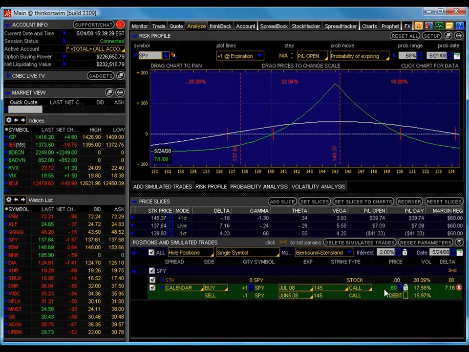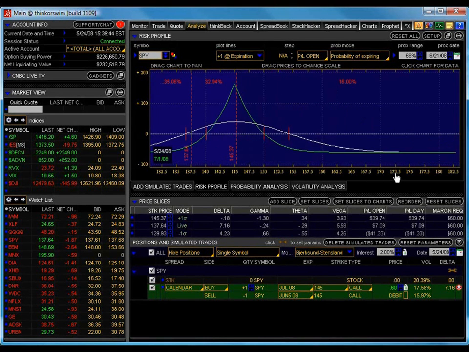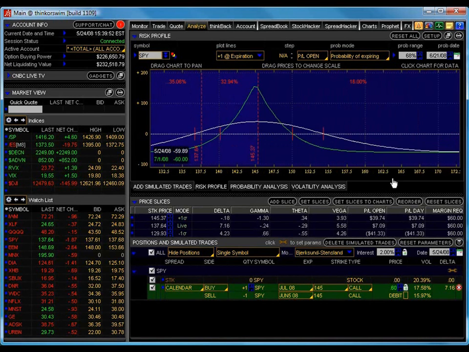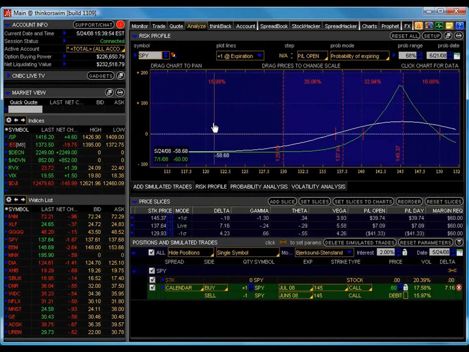The most we could lose is 60 cents. With a calendar spread, the most you could lose on any of these spreads is the price that you pay for the calendar. And you can see that our margin requirement is only $60. And if we extend our graph out, you can see also that the maximum loss is $60 no matter how high the price went and no matter how low the price went.